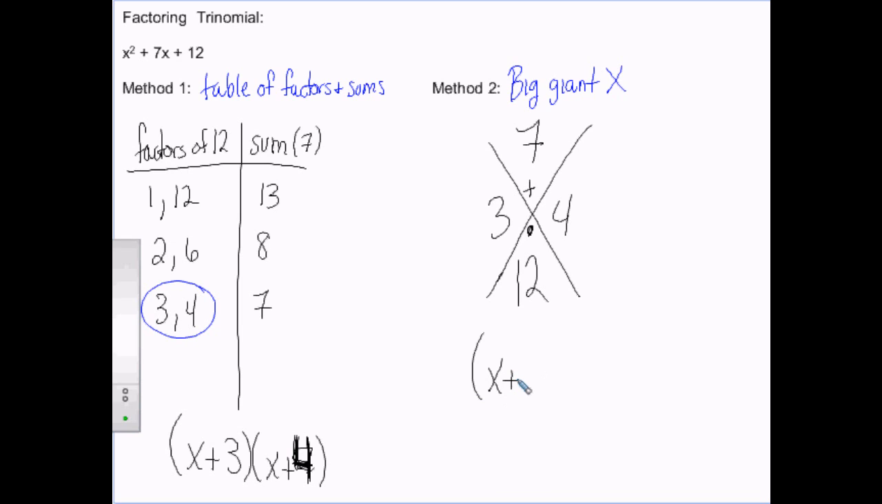And the numbers on the side of the X are what go in the parentheses. It's the exact same process, it's just presented visually in a different way. And sometimes one way or the other will resonate more with someone, make more sense.